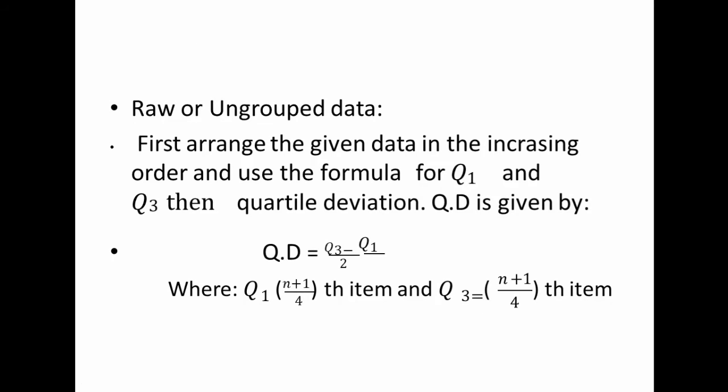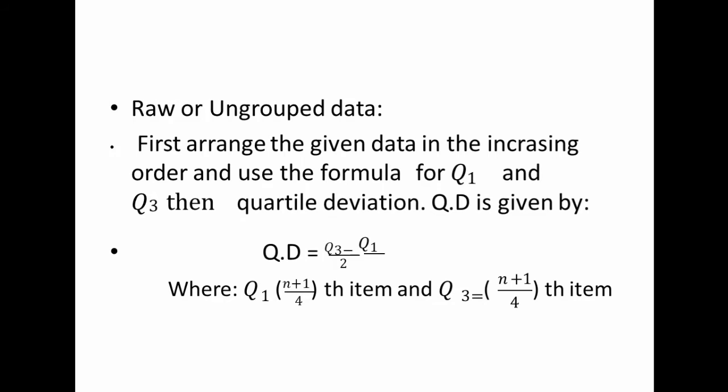Now for raw and ungrouped data, how to find the quartiles Q1, Q2, and Q3. First of all, arrange the given data in increasing order and use the formula for Q1 and Q3. Then the quartile deviations. If we need the quartile deviations, the formula is Q3 minus Q1 divided by 2. So in raw or grouped data, we can find the quartile deviations.